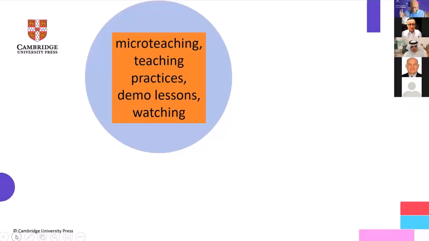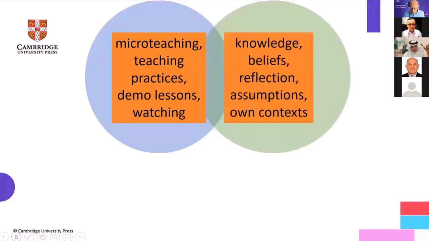So all of this is very, very practical, if you like. The second area is this one, which is our knowledge that we currently have, and all of our beliefs about teaching and learning that we've picked up, whether it's on the job or through doing a course, and opportunities for self-reflection. It also refers to our own assumptions and our own contexts.